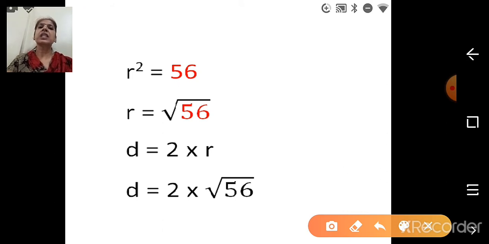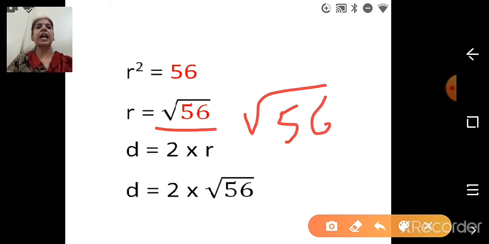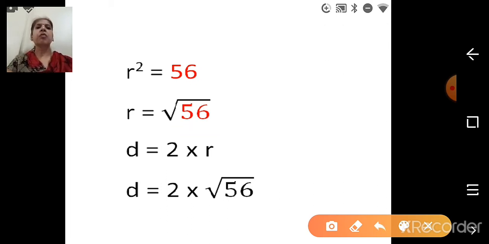So what will you do in such a situation? You have to write that number with the root sign. So our answer, radius is root of 56. But what have they asked us to find? They have asked us to find the diameter. So what is the relation between diameter and radius? Diameter is twice the radius. Diameter is radius multiplied by 2.